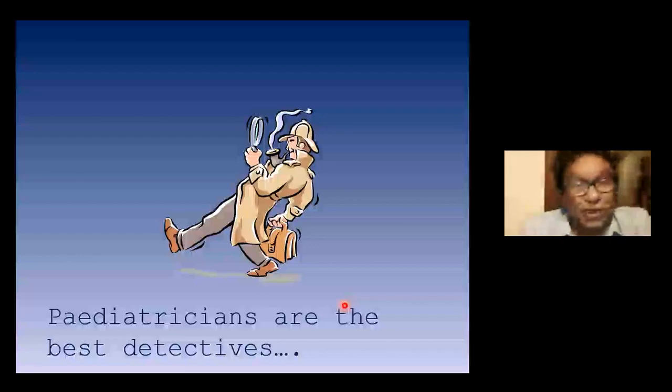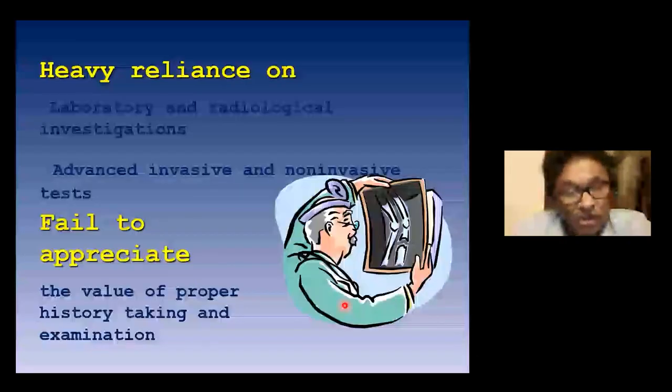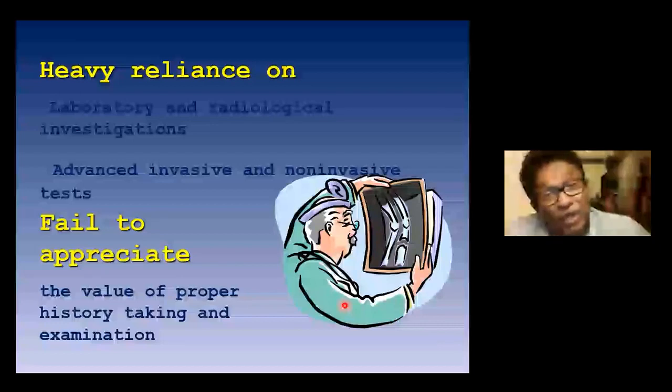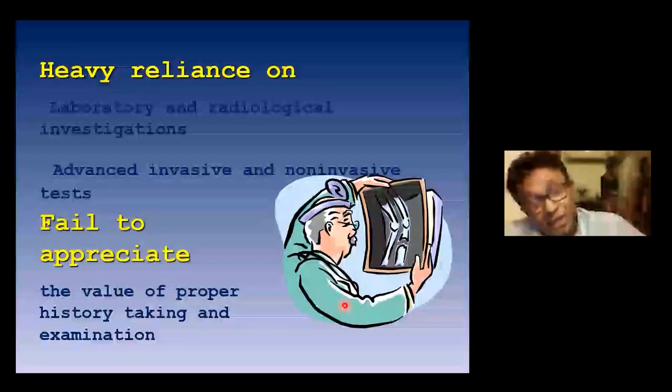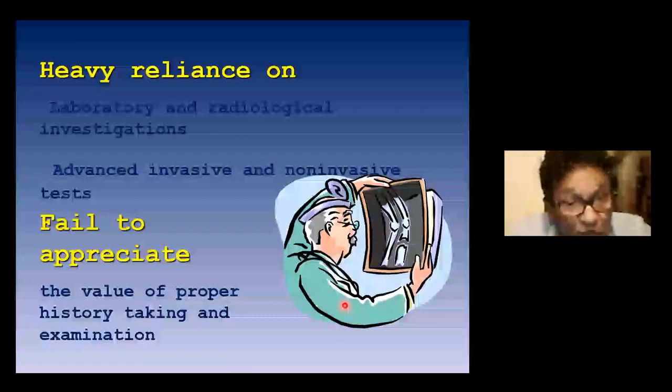Now, what are the problems that we are going to face because of this? Number one is we pay heavy reliance on laboratory, radiological investigations and advanced invasive and non-invasive tests. And we fail to appreciate the value of proper history taking and examination.